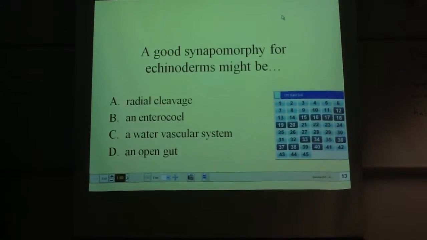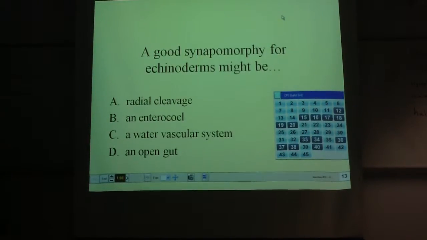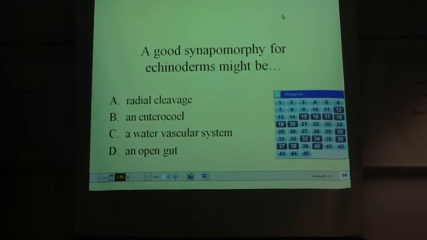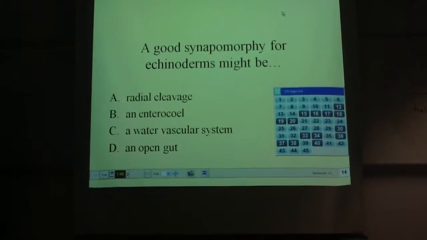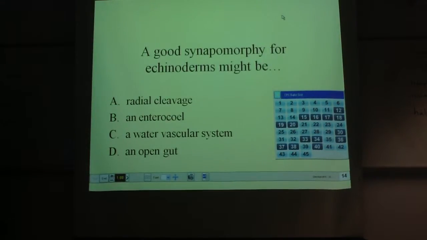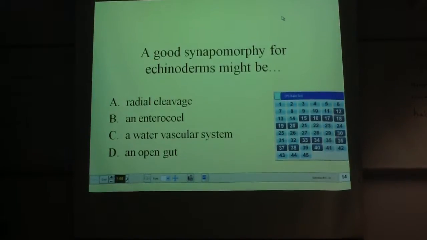You're trying to find the one that defines them, the one that presumably evolved on the branch leading to the last common ancestor that all echinoderms share. The other three characters are likely what type of characters? Not synapomorphies, but symplesiomorphies. They're things that evolved further back in the tree and would be true for other groups too, not just for echinoderms, so they can't be used to define them.